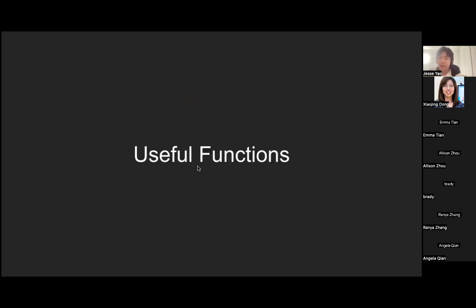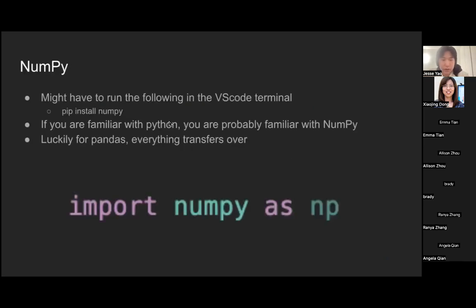Okay, so now let's talk about some useful functions that we can use in pandas. The very first thing I have to mention is NumPy. If you're familiar with Python, you're probably already familiar with NumPy, but in case you're not, I'll go over it really quickly. Also, in case you don't have NumPy, you have to run pip install numpy in the VS Code terminal in your project. Don't run this in your notebook. Make sure it's in the terminal command line.